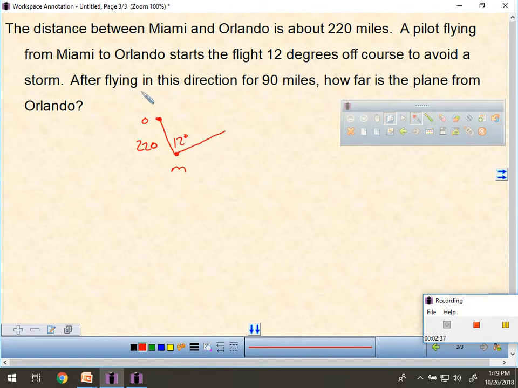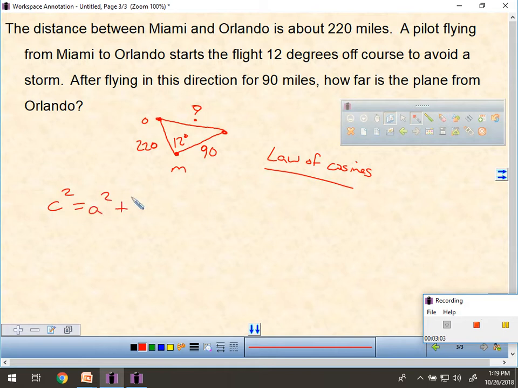What they're doing is they fly that direction for 90 miles. So this is 90 miles. So the plane is right here right now. The question is, how far is this plane from Orlando? So it wants to know what this length is right there. Well, this is a law of cosines problem. And again, you'll have this formula on the test, but the law of cosines formula looked like this. It was c squared equals a squared plus b squared minus 2ab cosine of c.